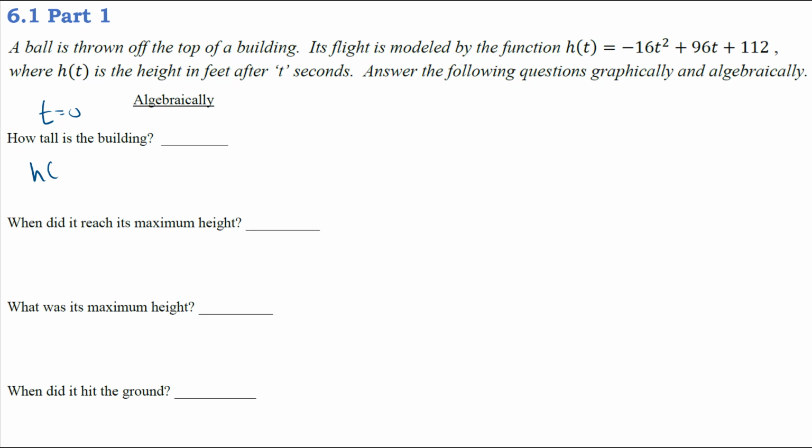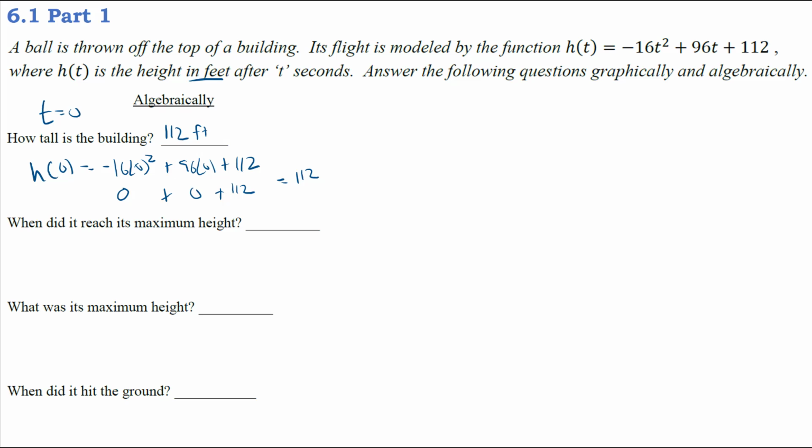And if we do that, so h of 0, we say negative 16 times 0 squared plus 96 times 0 plus 112, well, that's going to give us 0 plus 0 plus 112. So overall, we should get 112. So 112 feet. Don't forget to put what context we're talking about here. Your feet, right? So we're talking about feet.